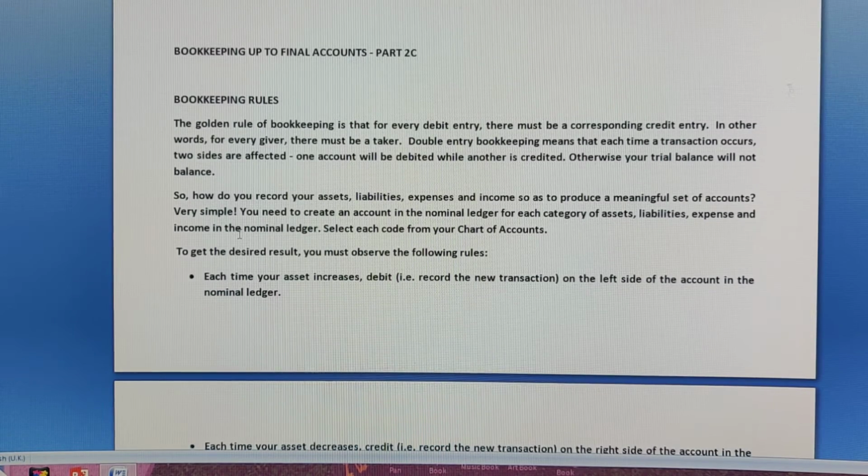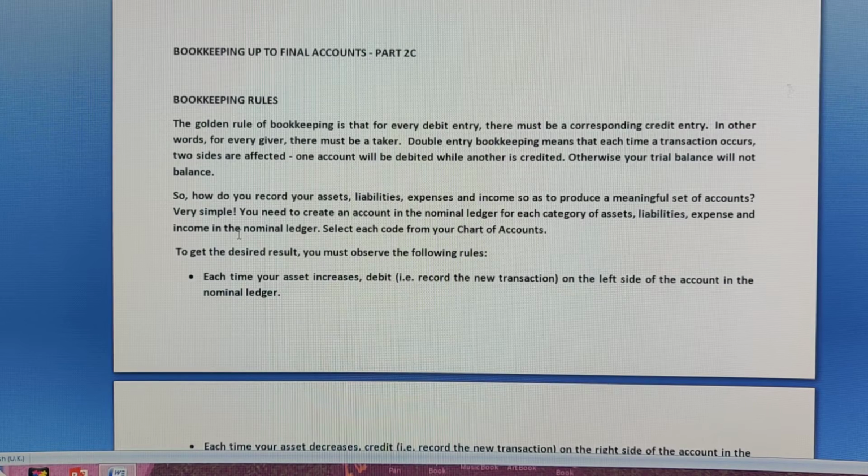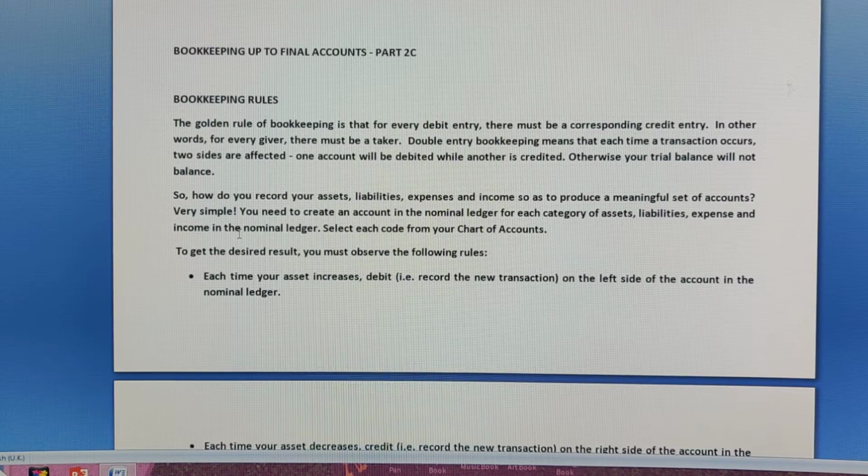If it doesn't happen that way, your trial balance will not balance, and your other reports will be inaccurate. Most especially your balance sheet, it will not balance. So, the rules of double entry bookkeeping must be observed. So, how do you record assets, liabilities, expenses, and income so as to produce a meaningful set of accounts? Very simple. You need to create an account in the nominal ledger for every category of assets, liabilities, expense, and income.